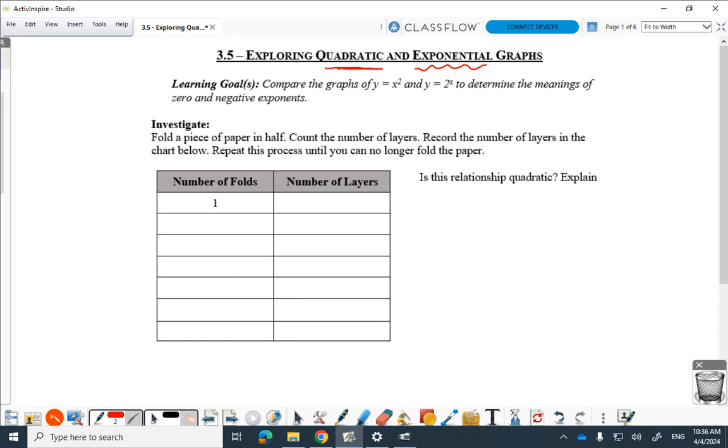Investigate. Fold a piece of paper in half. This won't translate too well in the video, but I'll try and describe what I'm doing, and you in the class can watch. You can also take a piece of paper and do it, or you can just watch me. Take a piece of paper and fold it in half. It says number of folds. How many layers now? I did one fold. How many layers do you see now that it's folded? There are now 2 layers.